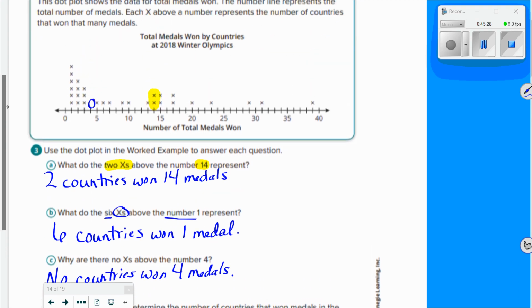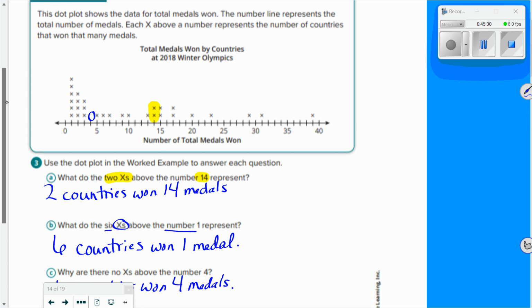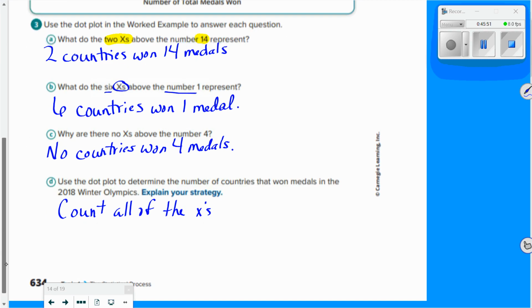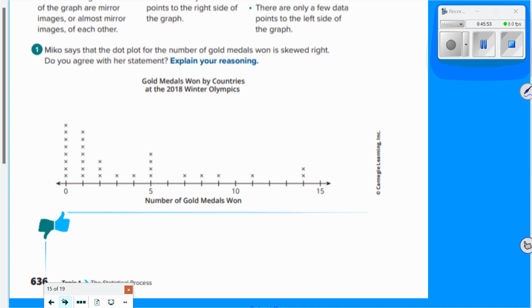That tells me how many countries won medals. Why is there nothing above 0? Does that mean every country that went to the Olympics won a medal? No. It's because what is our data? Total medals. So if I didn't win a medal, does that count as a total? No. So it's only looking at those countries that actually won. That's why there's nothing above the 0. Otherwise, that would have been a little bit higher.